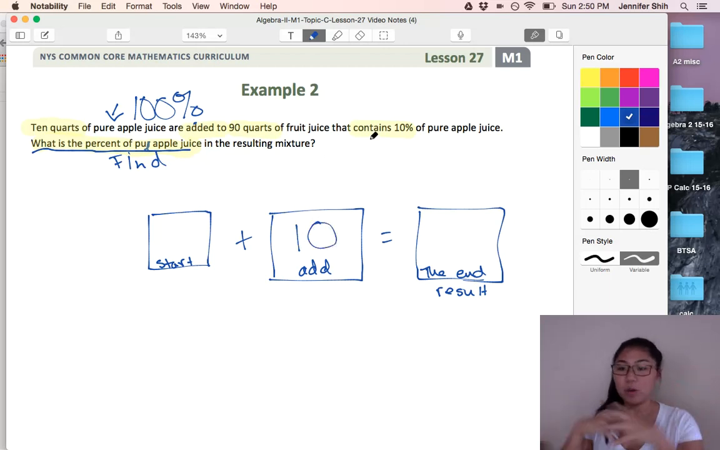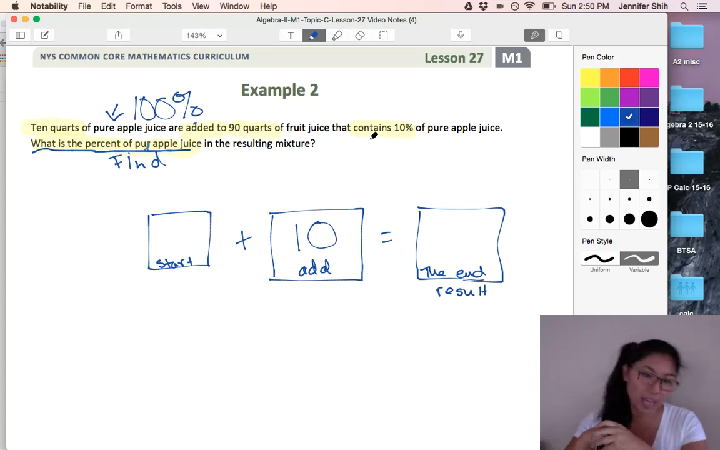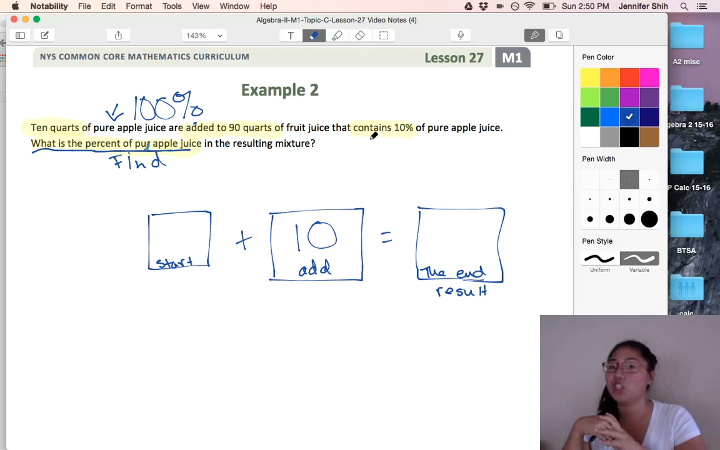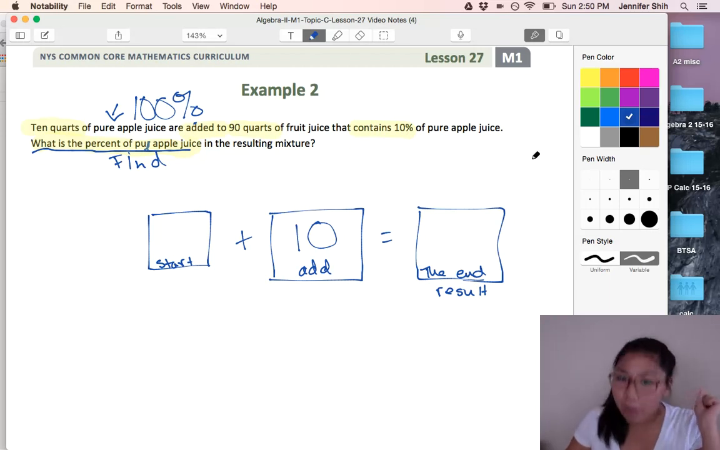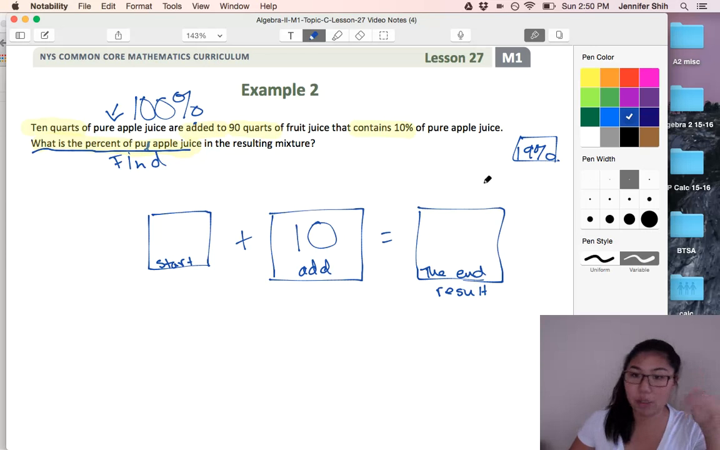Now, what you are going to do is pause this video. I gave you a little bit of a hint and a head start. And then when you resume the video, when you're done, you can check your work. Okay, pause. And if you're coming back to the video, your end result should be 19%. So let's see how we got 19% of pure apple juice in the resulting mixture.